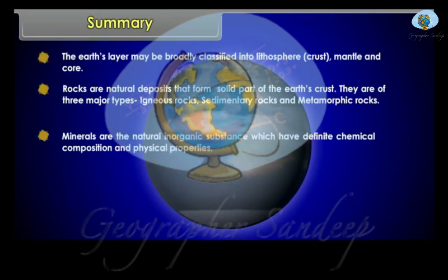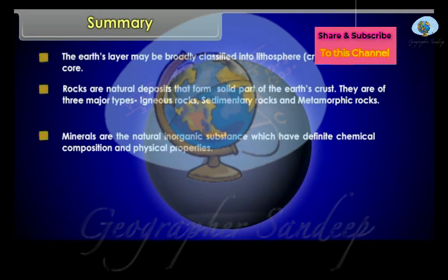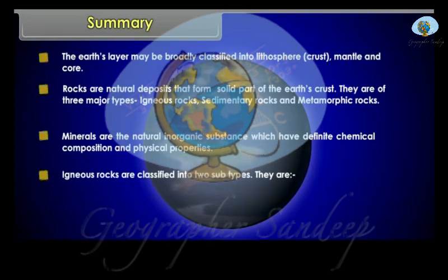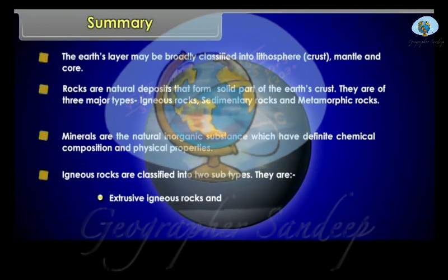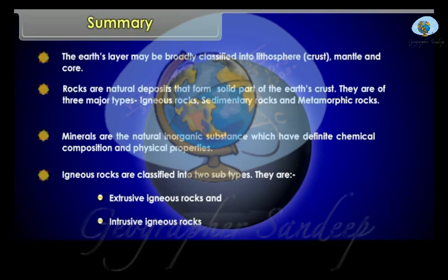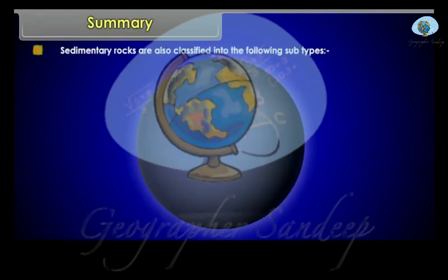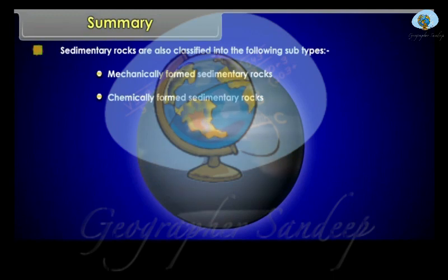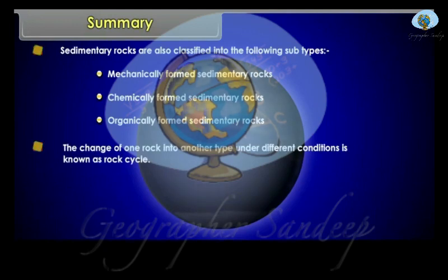Minerals are the natural inorganic substances which have definite chemical composition and physical properties. Igneous rocks are classified into two subtypes: extrusive igneous rocks and intrusive igneous rocks. Sedimentary rocks are also classified into the following subtypes: mechanically formed, chemically formed, and organically formed sedimentary rocks. The change of one rock into another type under different conditions is known as rock cycle.